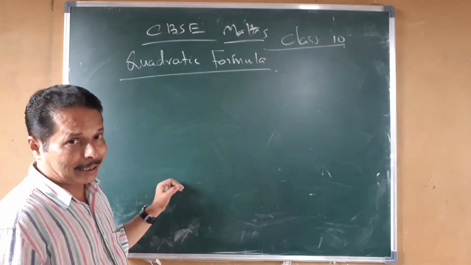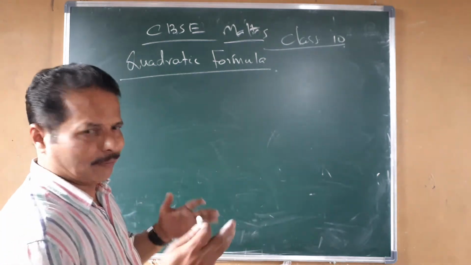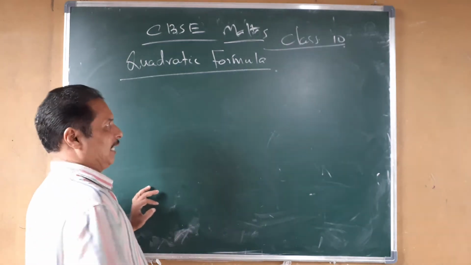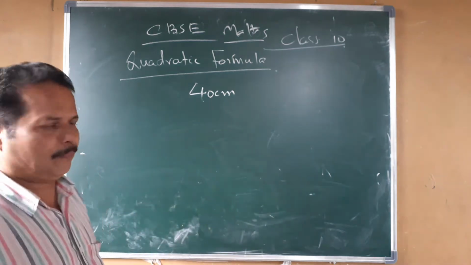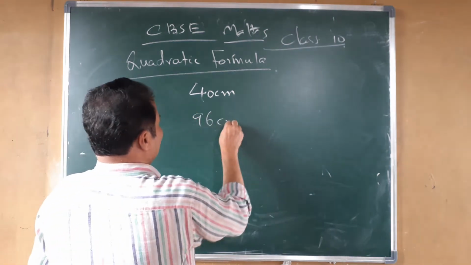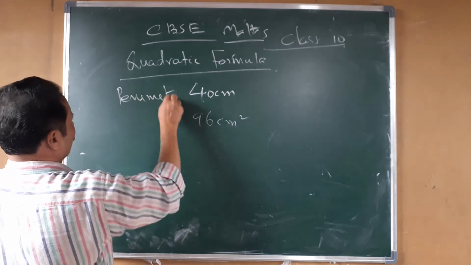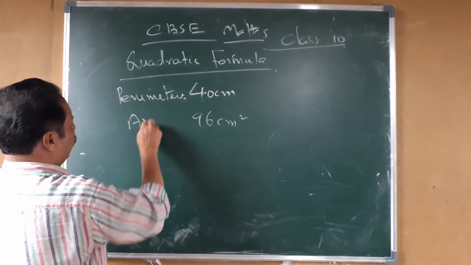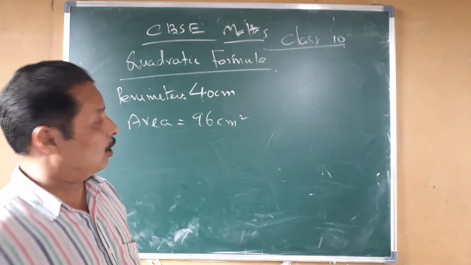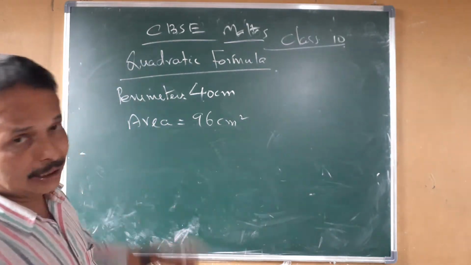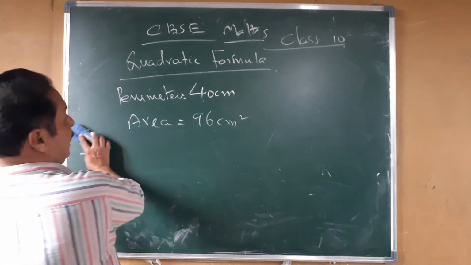The perimeter of a rectangle. The perimeter of a rectangle is 40 centimeter and its area is 96 centimeter square. Perimeter 40 and area 96. Find the sides of the rectangle.